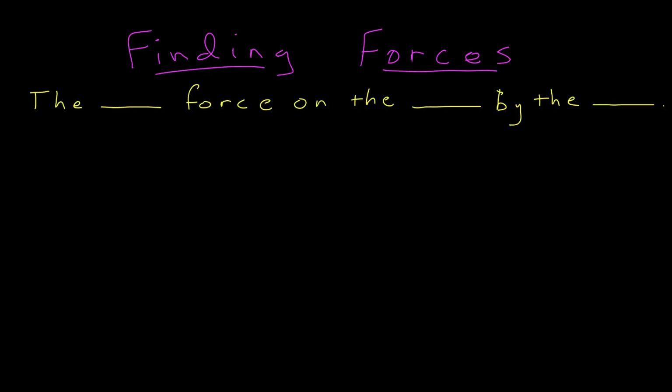This video is about helping you find forces. Every force can be written the following way: the blank force on the blank by the blank. The first blank is the type of force. The second blank is the object that is feeling the force. And the third blank is the agent exerting the force.